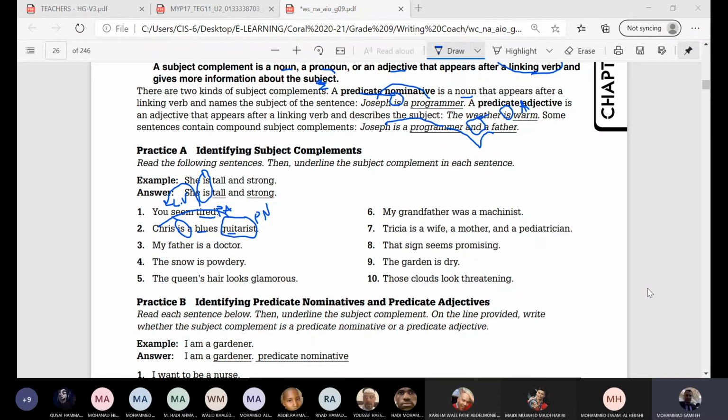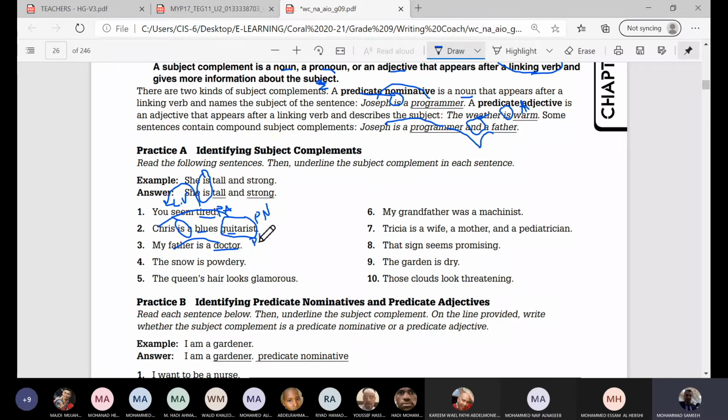Muhammad Naif Al Nasib. Yes, mister. Number 3. My father is a doctor. I think this one is easy. Doctor, sure. Doctor describing back the subject father. Very good, easy. Predicate nominative, PN.